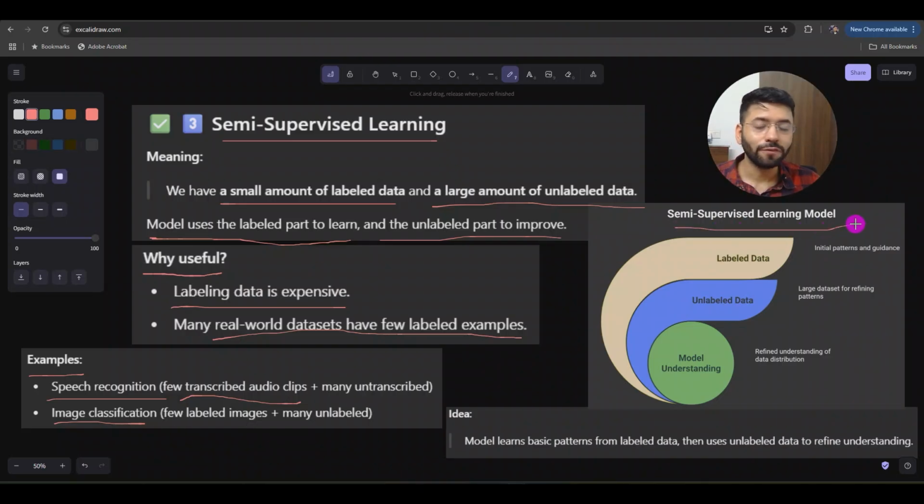So you can see in the visual form, basically for the model you have initial patterns and guidance in the form of labeled data, which would be in small amount. Then you have a large data set of unlabeled data for refining the patterns. So the basic idea of semi-supervised learning is that the model learns the basic patterns from the labeled data and then uses the unlabeled data to refine the understanding.